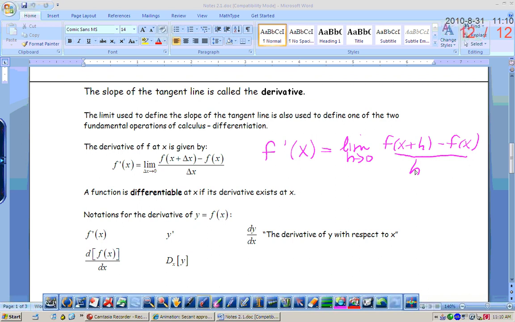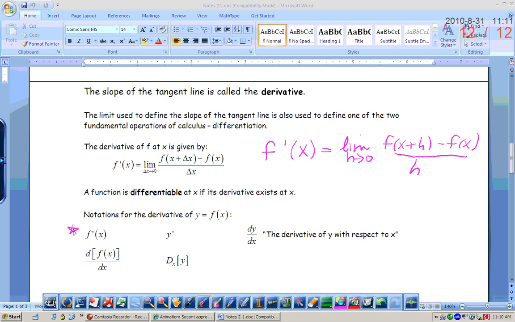And we've been asking you to find f of x plus h minus f of x all over h since Algebra 2. We just haven't had the limit part on it. So you know how to do this. A function is differentiable at x if the derivative exists. So that's just another form of that word right there. All right, these are the most common notations for the derivative.